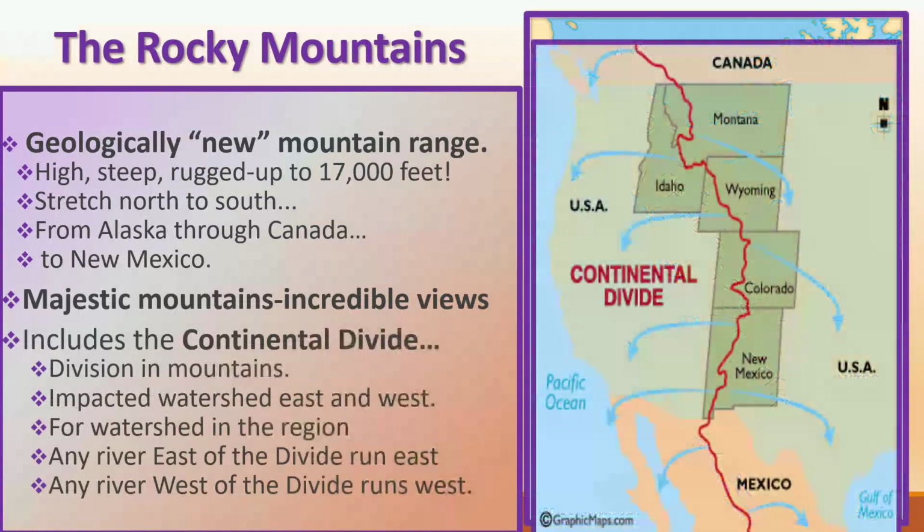The Rocky Mountains also includes what's called the Continental Divide. This is a division in the mountains, and it impacts the watershed east and west. Any river east of the divide runs east toward the Great Plains. Any river west of the divide runs west toward the Pacific coast.